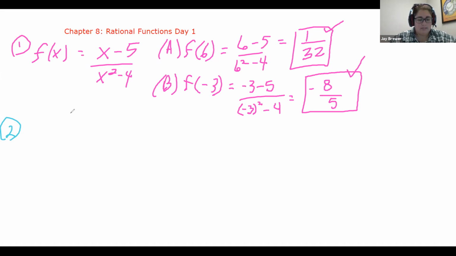All right, let's move on to example 2. Example 2 is talking about finding the domain of a function. So let me ask you this. If we're thinking about the domain of a function, what are we after? Tell me what we're after.